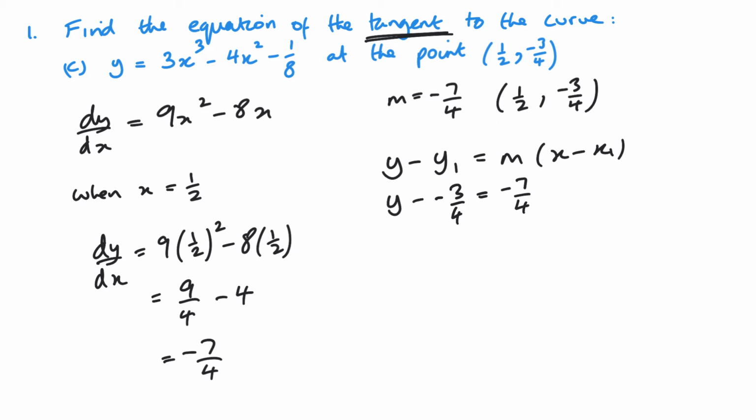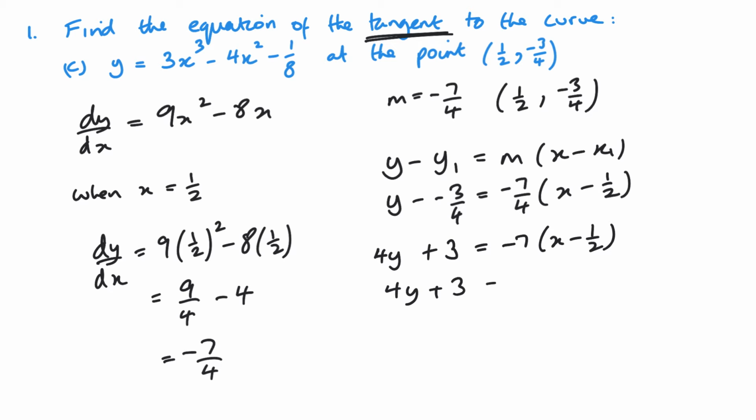Gradient is minus 7 over 4, and x minus a half. Now what I like to do is multiply it by this, which will also get rid of this one, so it's quite nice. So I'm going to multiply by 4, so I get 4y plus 3 equals minus 7 times x minus a half. So we've got 4y plus 3 equals minus 7x plus 7 over 2.